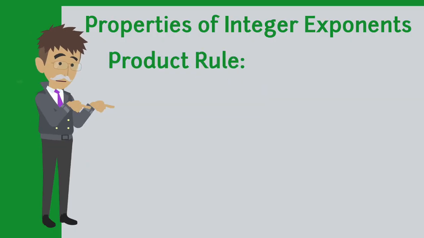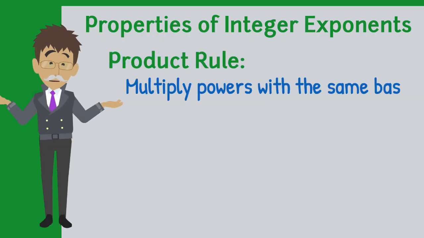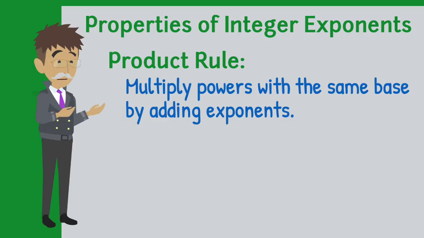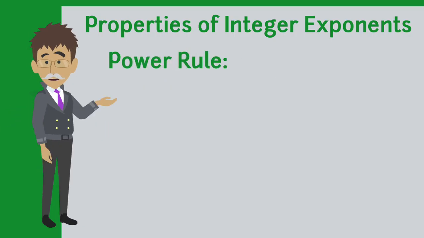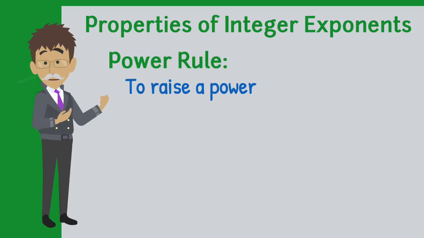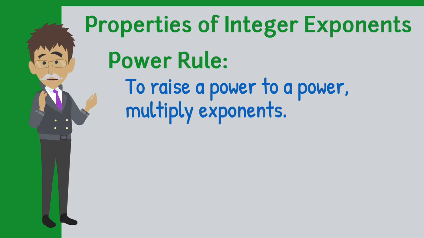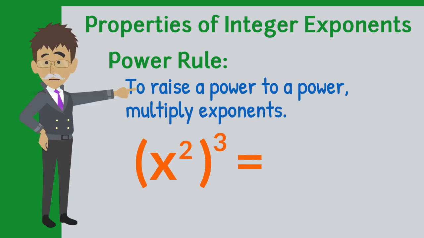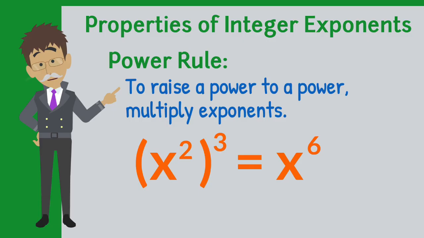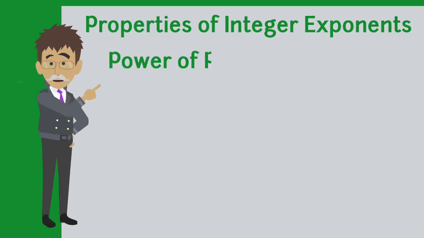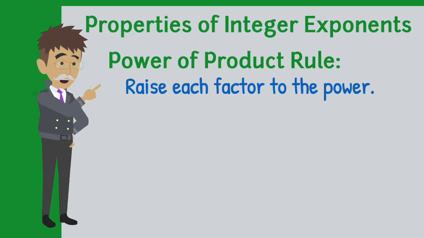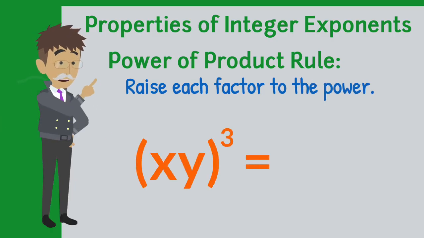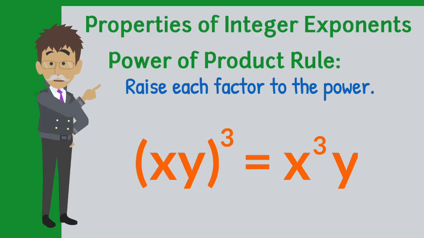Product rule. Multiply powers with the same base by adding exponents. X squared times x to the third power is equal to x to the fifth power. Power rule. To raise a power to a power, multiply the exponents. 2 squared cubed is 2 to the sixth power. Power of a product rule. Raise each factor to the power. xy to the third power is the same as x to the third power times y to the third power.